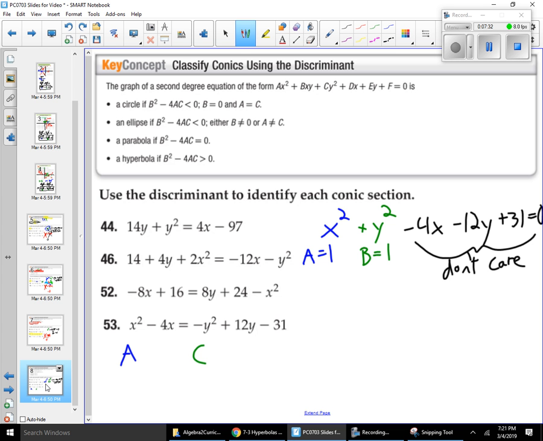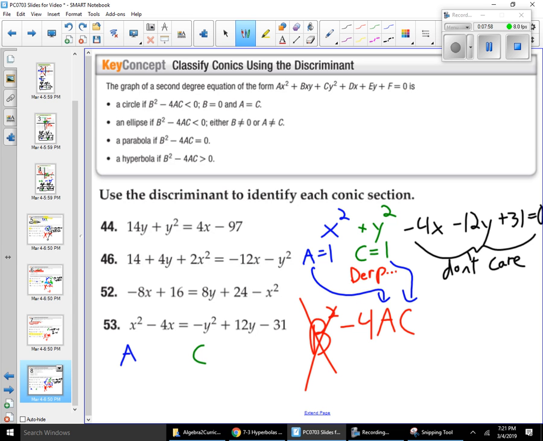So what I have now, I have an A value, I have a C value. Still don't have a B value. A is going to be 1. C is going to be 1. -4 times 1 times 1 is -4. -4 is definitely less than 0. So this is either an ellipse or a circle.